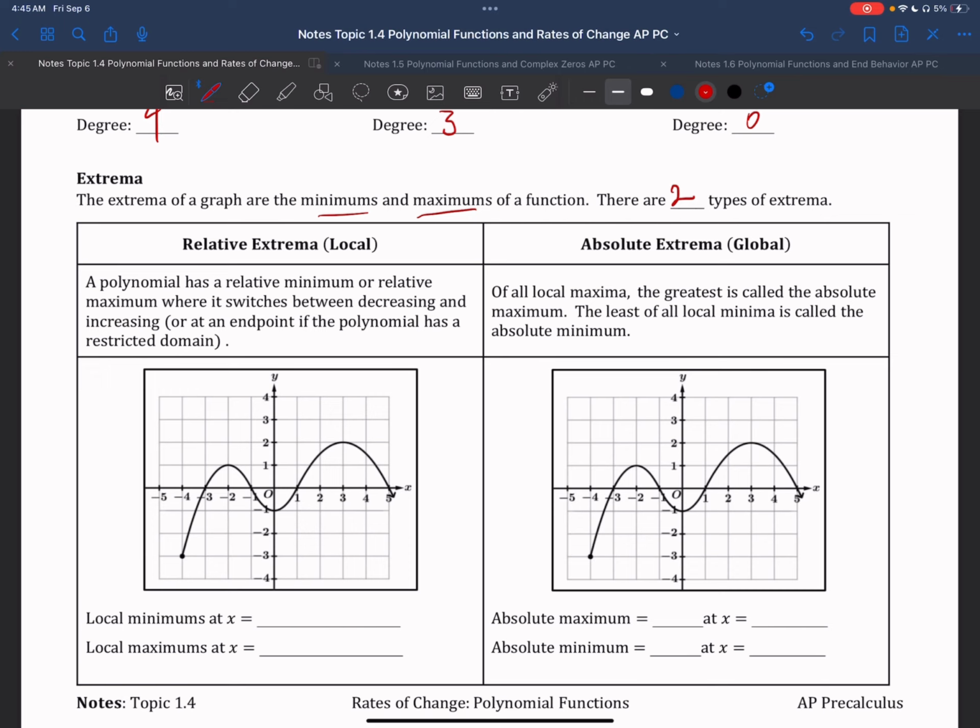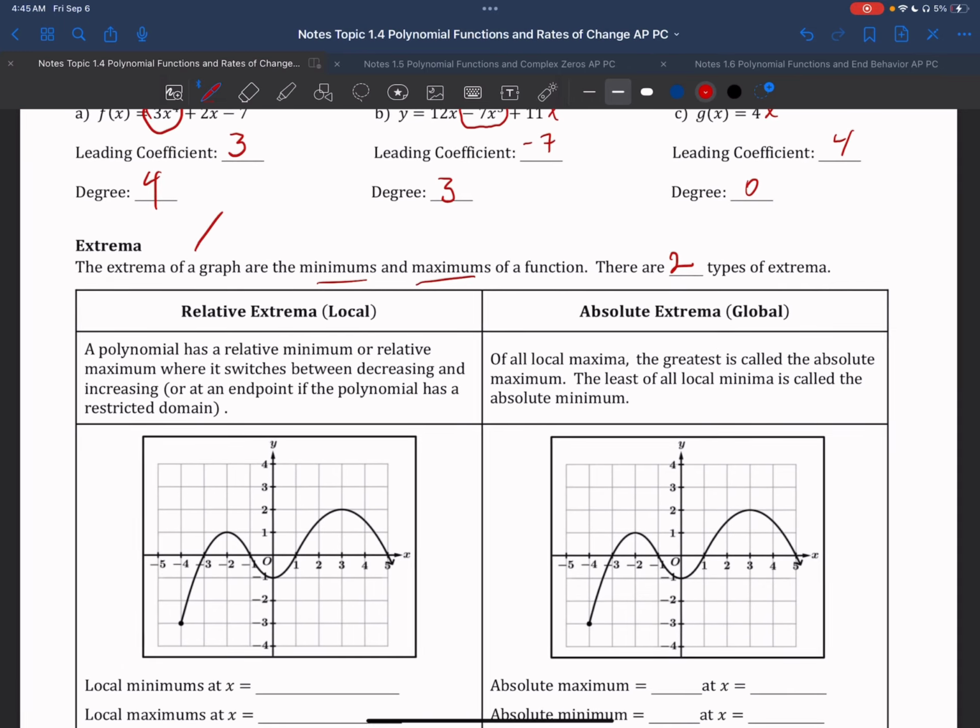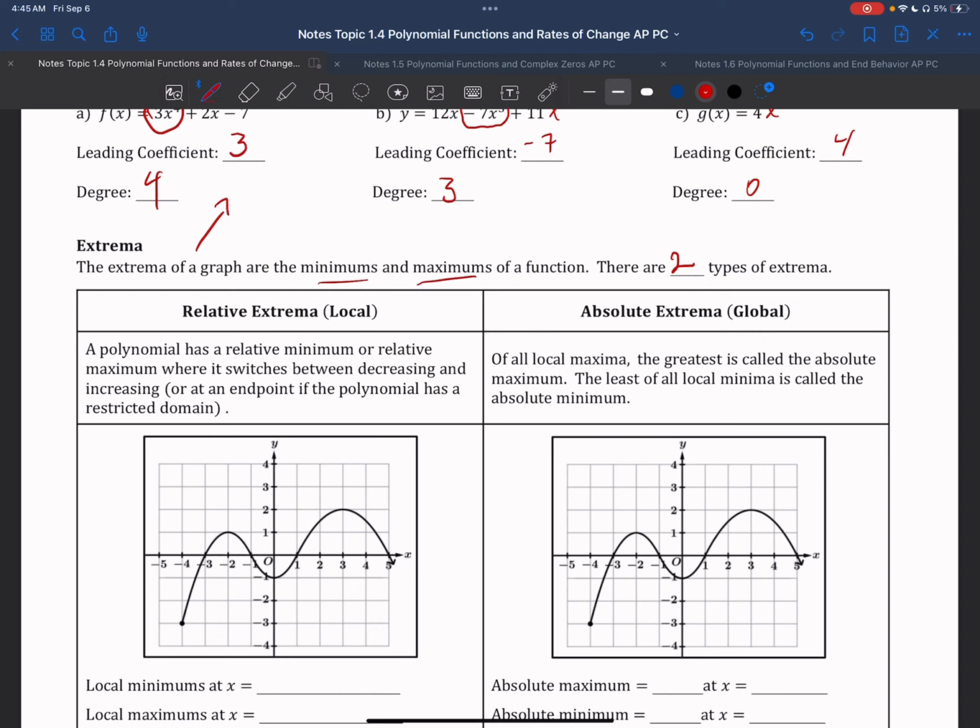You're going to have a relative extrema or a local extrema when your function either changes from positive rate of change to negative rate of change, also known as increasing to decreasing, or negative rate of change to positive rate of change, or decreasing to increasing. You can literally see the shape here. If you're changing from increasing to decreasing, you will always have a maximum. If you're changing from decreasing to increasing, you will always have a minimum. That's what this is talking about here.